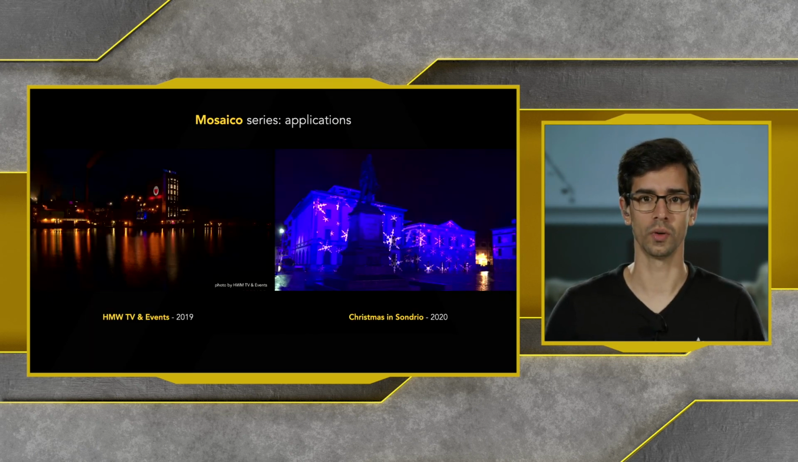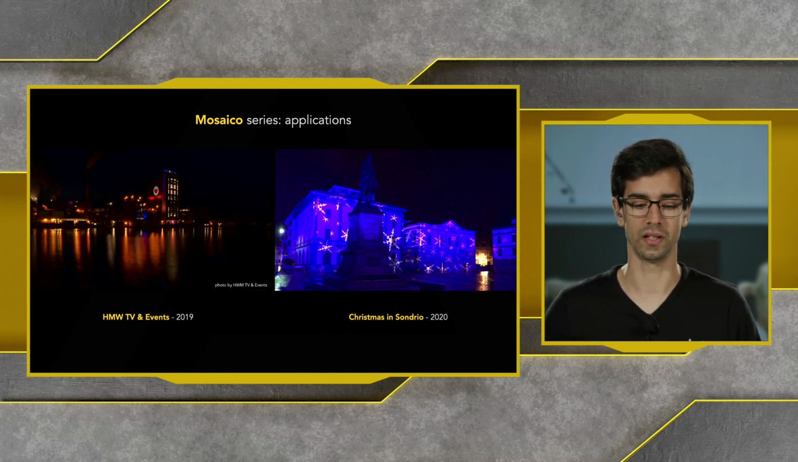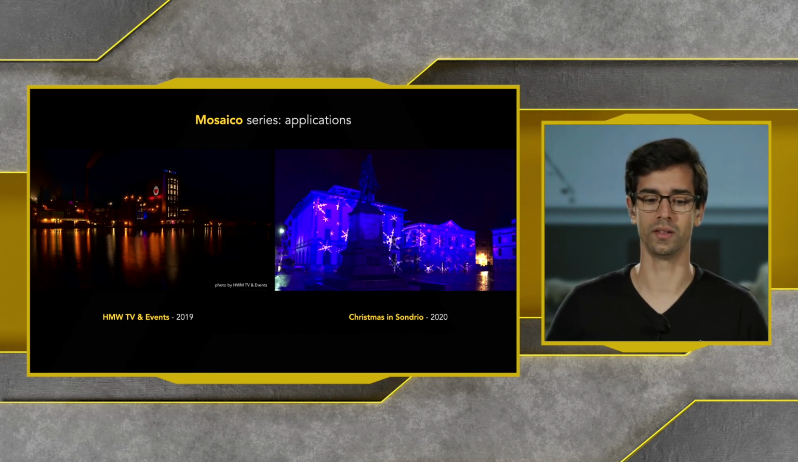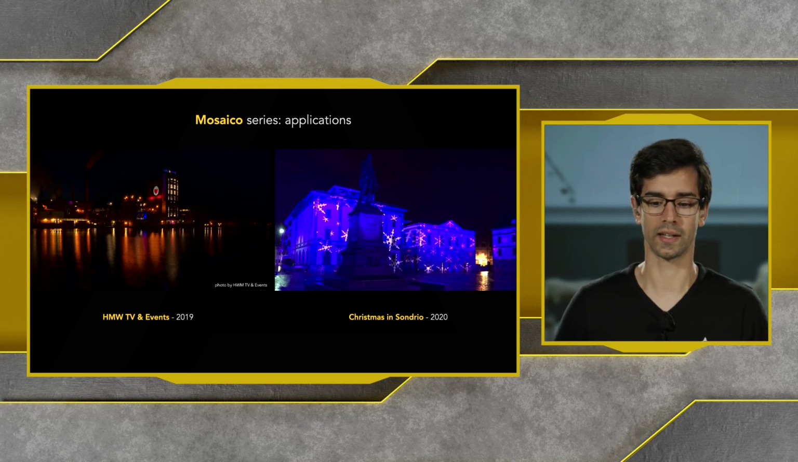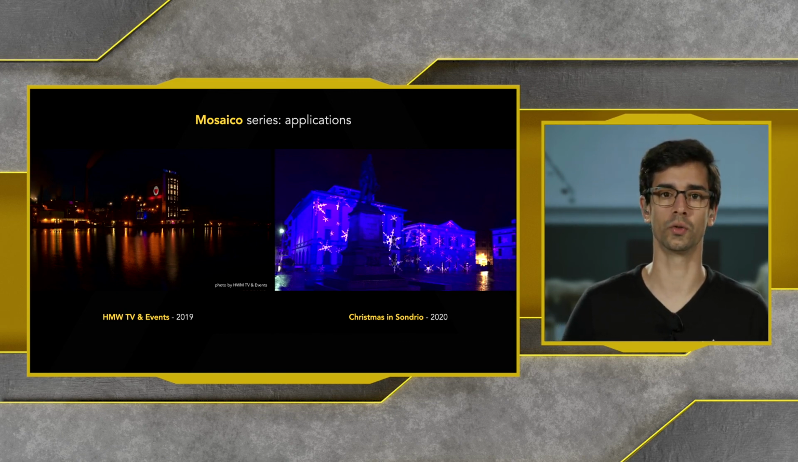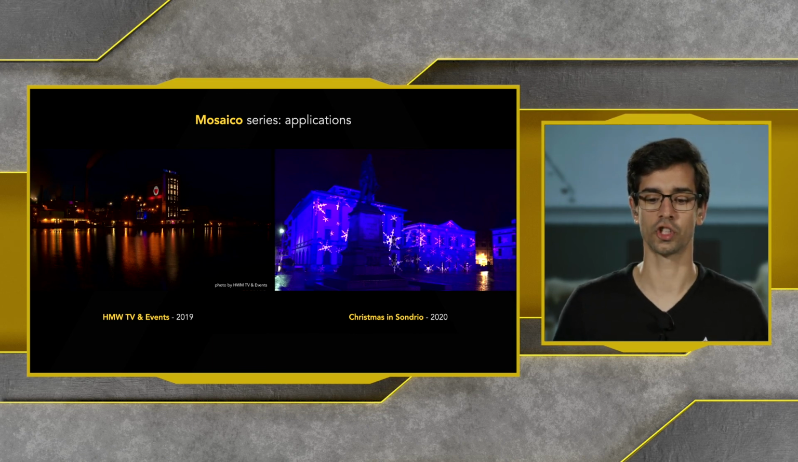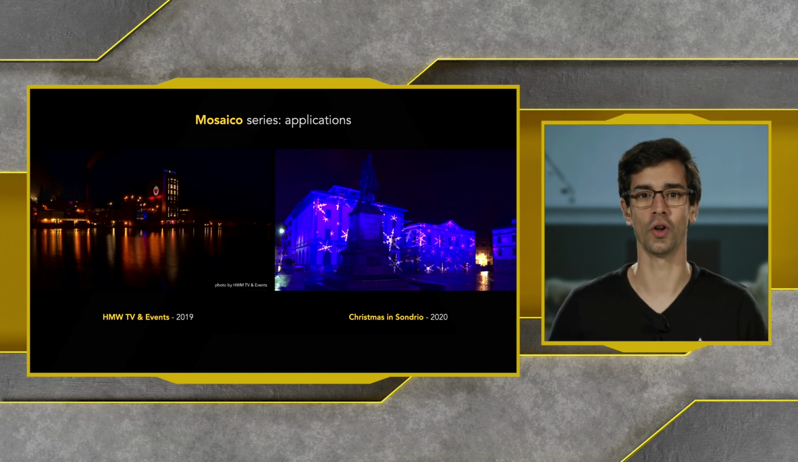Here we can see a list of examples and projects that we've worked on. On the left, we've got the HMW TV and events that we did in 2019. That's a very large distance between the Mosaico and the building, as we can see here, and it still achieves a very high output when we're projecting onto the building. On the right-hand side, a Christmas display that's also using the Mosaico fixtures. Using the gobos, we can achieve those snowflake shapes and really customize the building, and wrap up the building with color and some sort of life during those holiday periods as well.